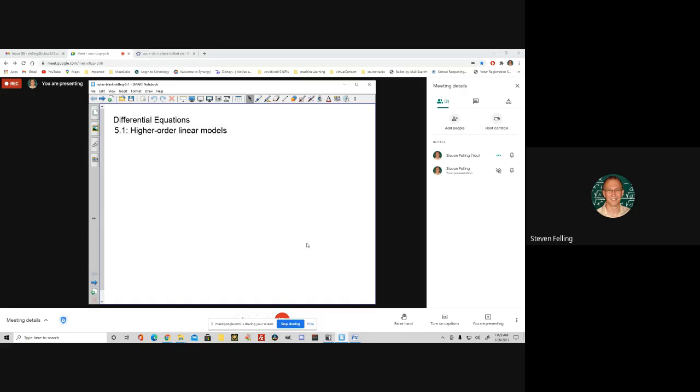So for our course, section 3.1 was on first-order linear. In section 3.2, we looked at just a couple of examples of first-order nonlinear differential equations, and we're going to do section 5.1, which is second and higher order derivatives, but sticking with linear models. It gets more and more complicated as we go into nonlinear models, so we'll cut it off here.